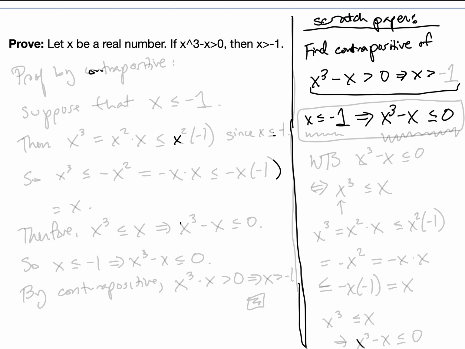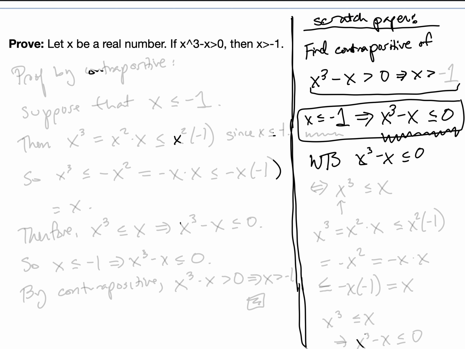So we can see that our proof is going to start by assuming that x is less than or equal to -1, but then it's not totally clear how to get this x cubed minus x is less than or equal to 0. Let's start to think about how we might approach that. So we want to show x cubed minus x is less than or equal to 0, and again, we're still on the scratch paper side of the proof.